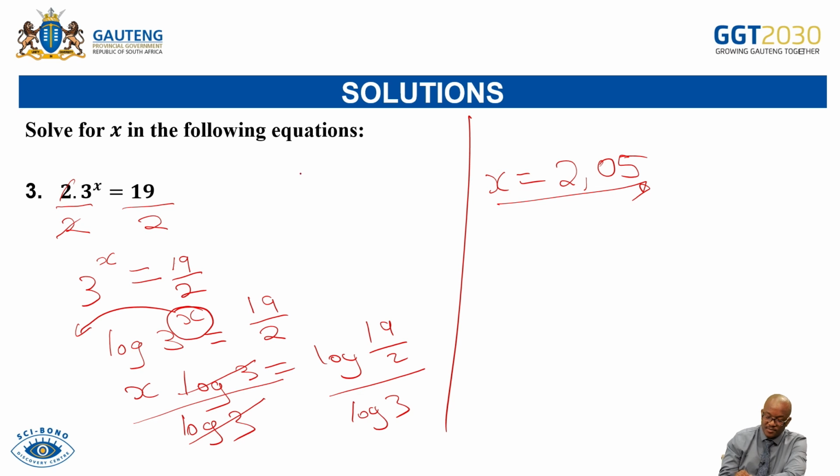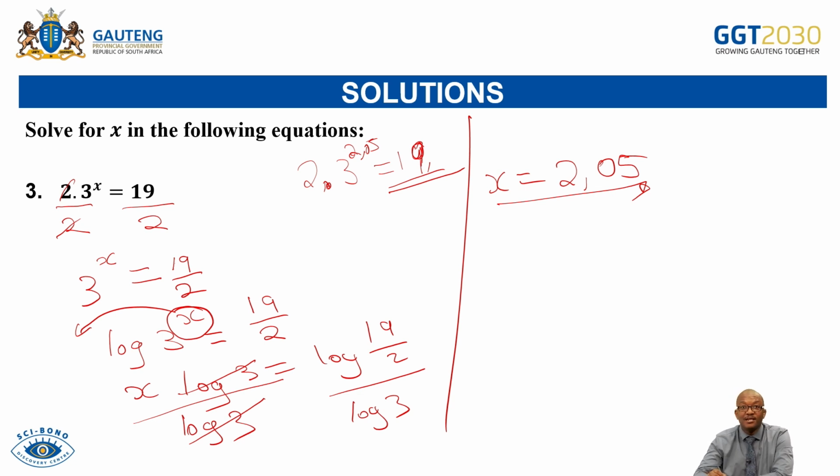Then remember, all the time you can test it. If you have 2 multiplied by 3 to the exponent of 2,05, you will see that you get 19. The answer that you get there is 19,0102. So we can approximately say it is really 19, correct? Which is what we have there as our answer.